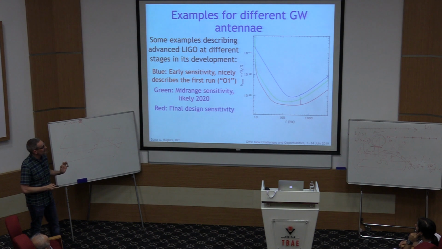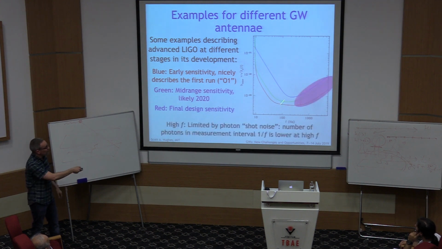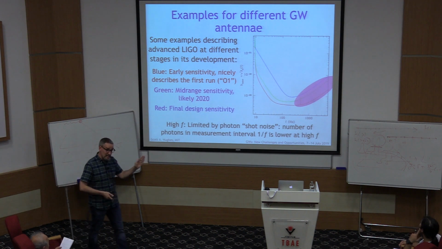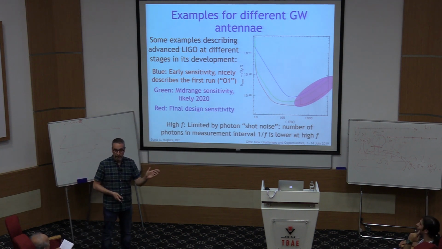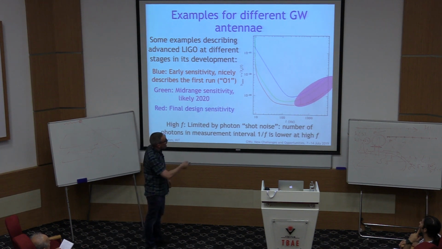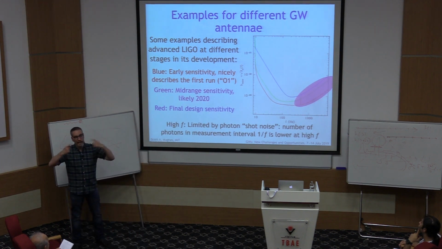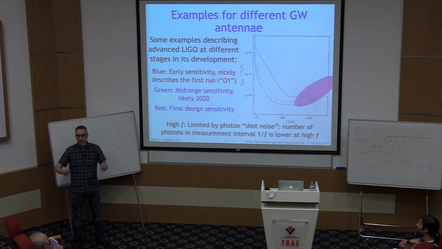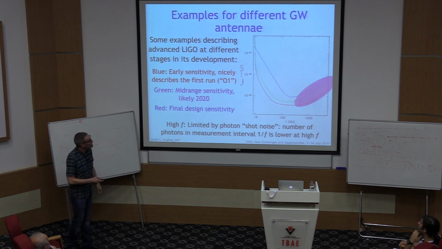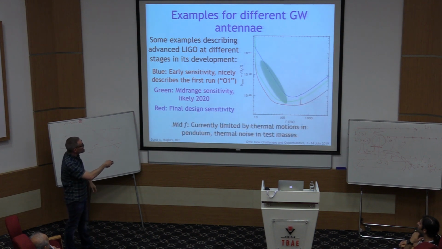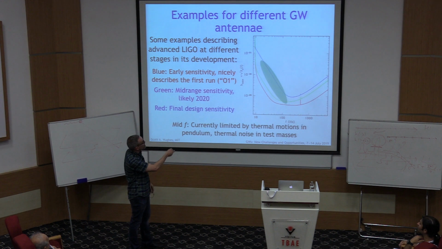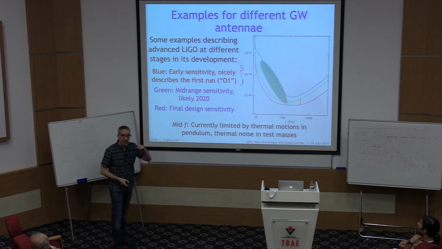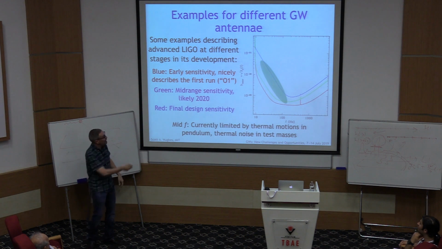Let's talk about the different pieces of physics that govern this. At high frequency, the detector sensitivity is limited by photon shot noise. As I go to very, very high frequencies, the number of photons that I gather in an interval of 1 over frequency is getting smaller and smaller, and so I am less able to accurately determine the phase. I don't measure the gravitational waves as well. Here in the mid-band, currently, it's being limited by thermal motions of the pendulum. That heat bath that I described to you, of a mass-spring system sitting in a thermal bath, is essentially what is going on right here.